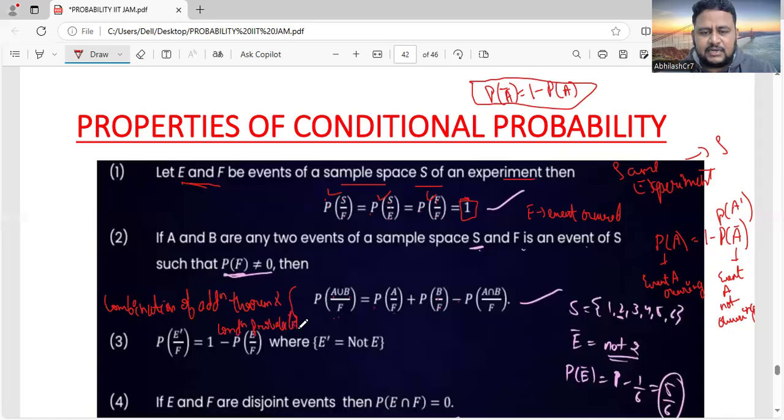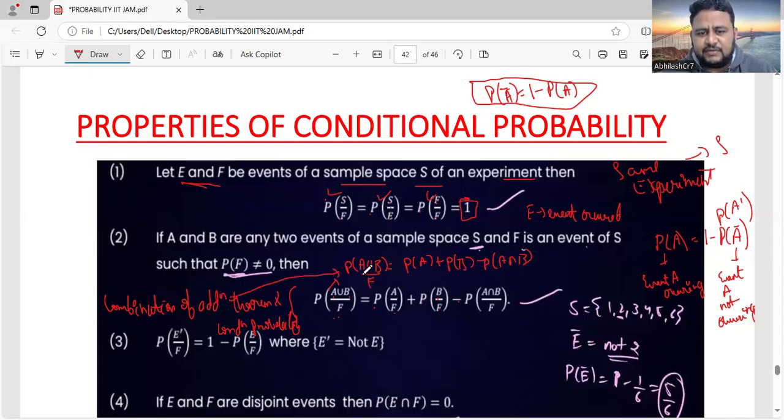Addition theorem and conditional probability. Look at the numerator here. P of A union B is equal to P of A plus P of B minus P of A intersection B. This is nothing but the addition theorem.